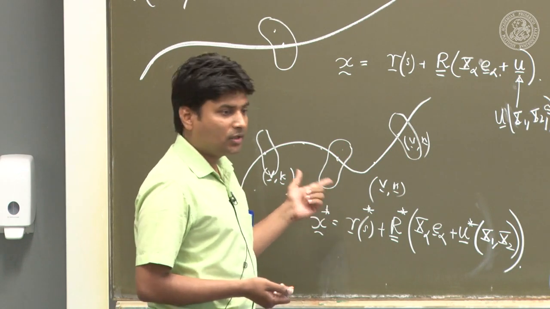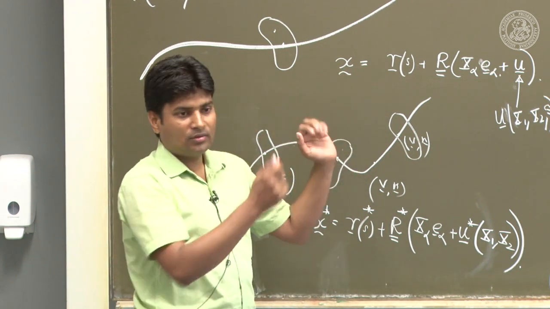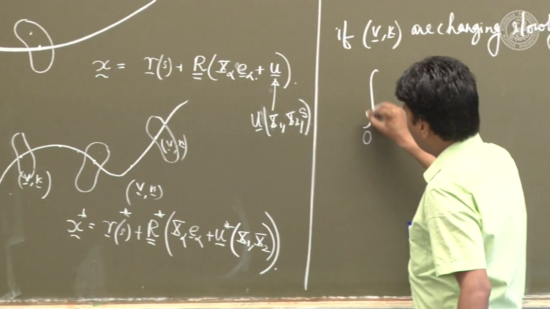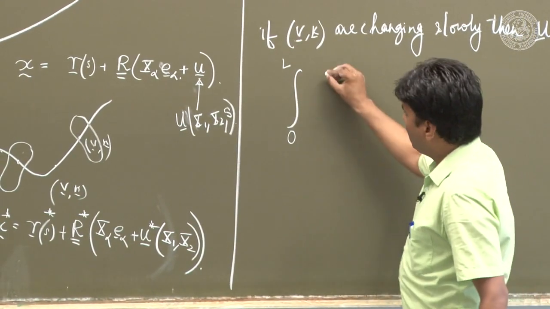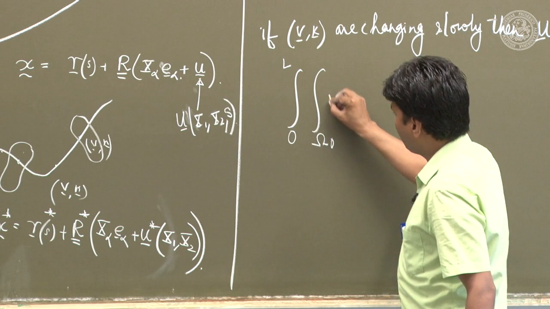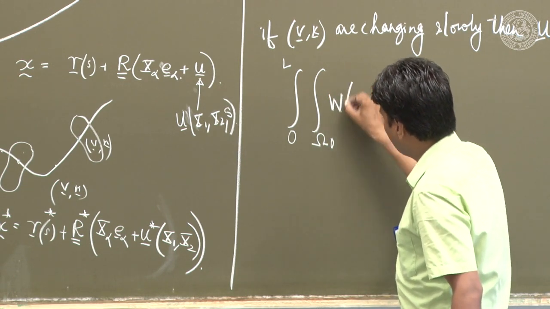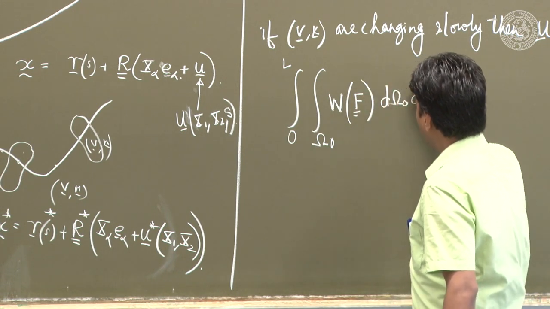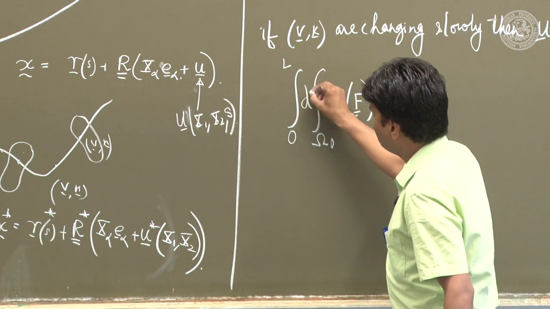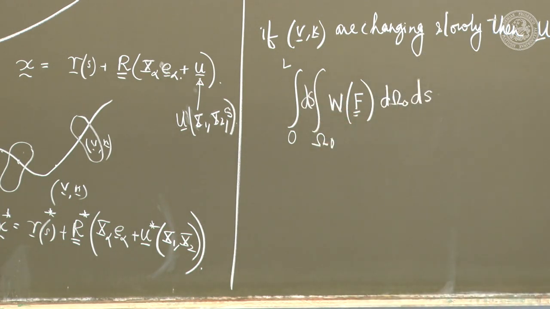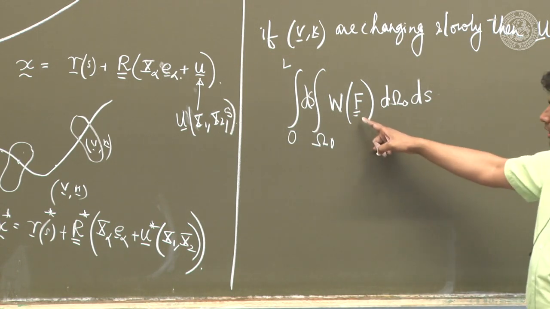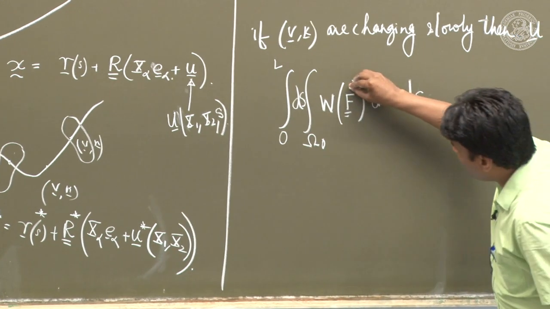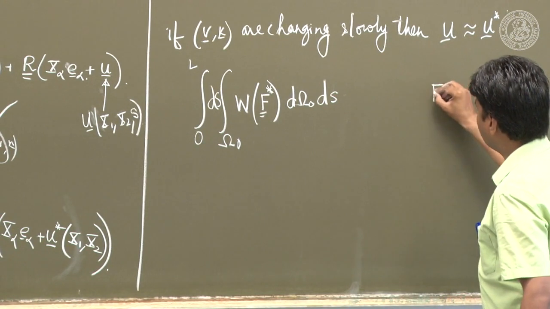Other way to look at this is, you see, what's the total energy of the rod? So the total energy is simply integration from 0 to L over omega naught of W of big F d omega naught ds. Now, what's your big F? Find out your big F, maybe big F star. So what's big F star?